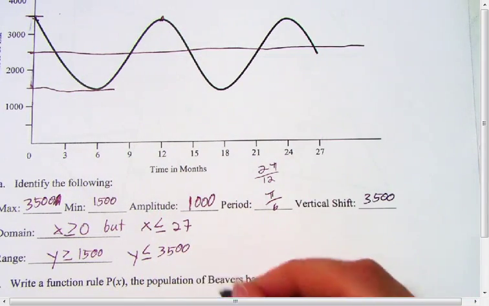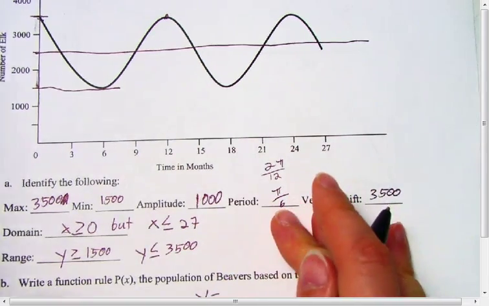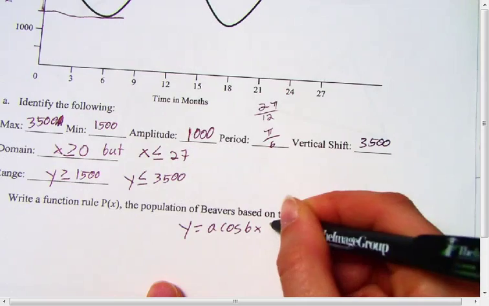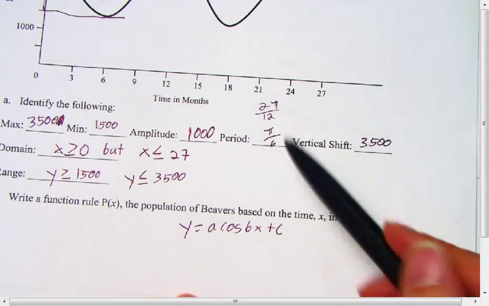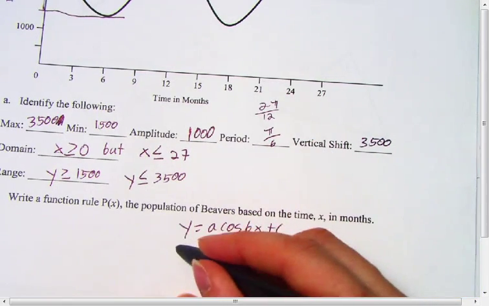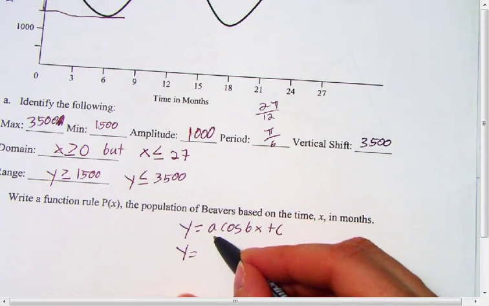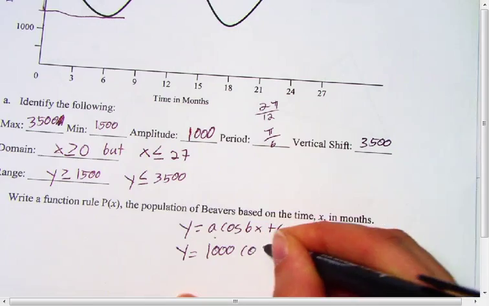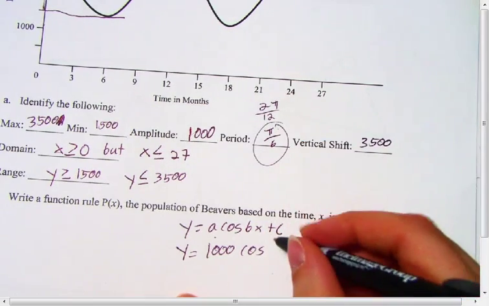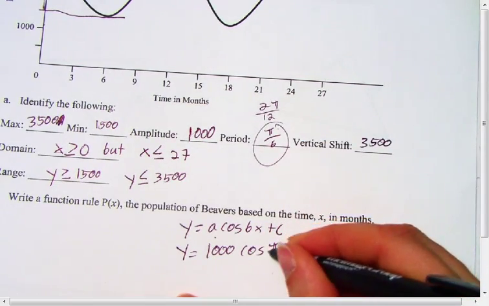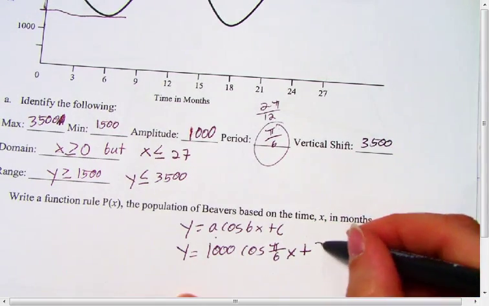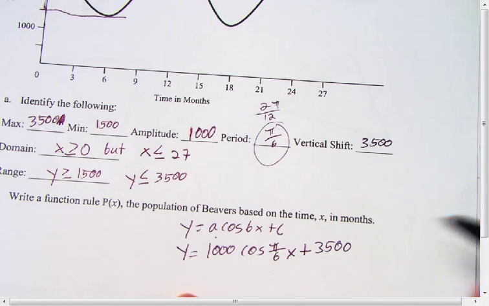Cosine, good. So remember, we're going to use that y equals a cosine bx plus c, and we should be able to put all this in there. Okay? So that's y equals a is my amplitude, so that's 1,000. Cosine, we found my b right here, pi over 6x. And my c is 3,500. Okay, so we've done all of 10 together.